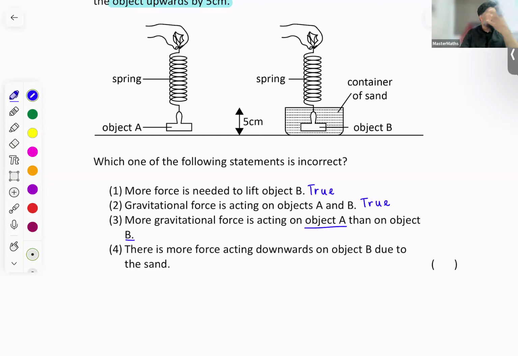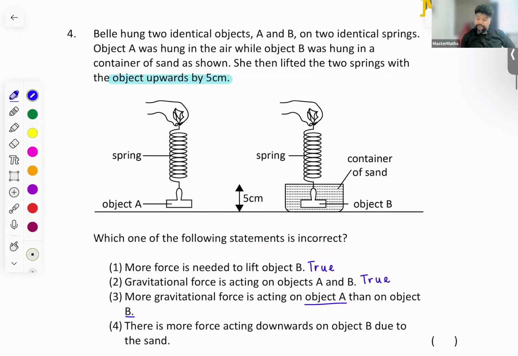Why? What does gravitational force depend on, Ayana? Two things. Gravitational force depends on two things. What are they? Mass and location, right? Is the mass of A and B the same? No? Why not? How do I know it's the same? The question says they are identical. Identical means the mass is the same.